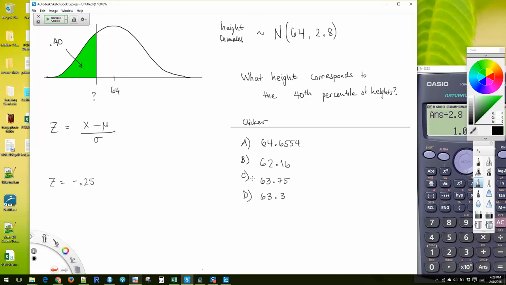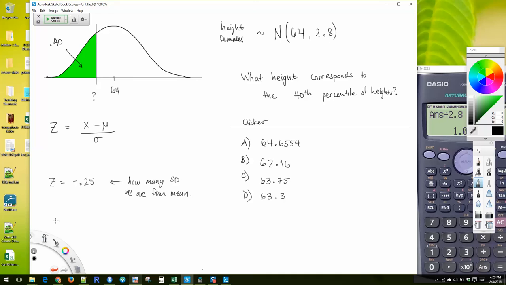Now, those of you who chose C looked at this and said, hey, I'm going to do 64 and subtract off 0.25. Well, remember, z is the number of standard deviations we are from the mean. So we have to remember each standard deviation is actually worth 2.8 inches. So we're not going to go down a quarter of an inch. We're going to go down 0.25 of 2.8 inches.